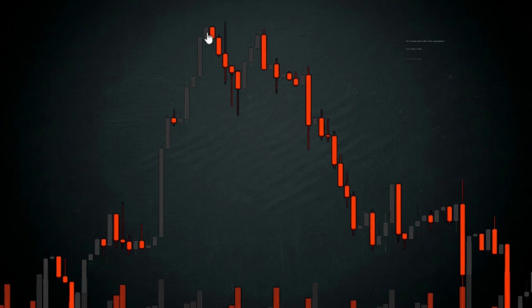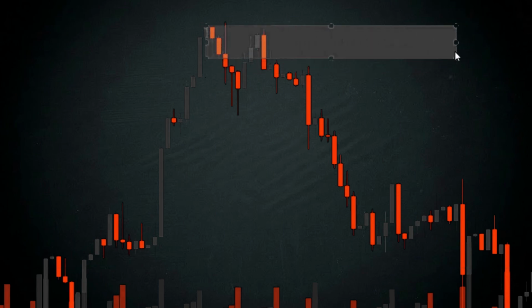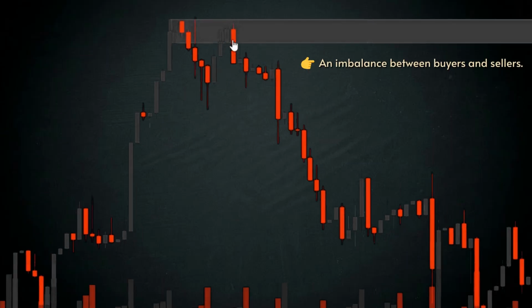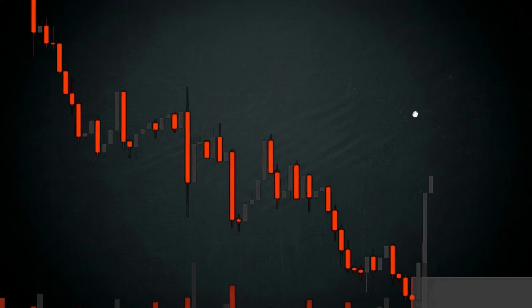But here's the absolutely crucial secret. Markets actually remember these zones. When the price eventually revisits them, those exact same aggressive players will often step right back in. Now you might be wondering, how do we actually know they were aggressive? Well, we look at the volume footprint.